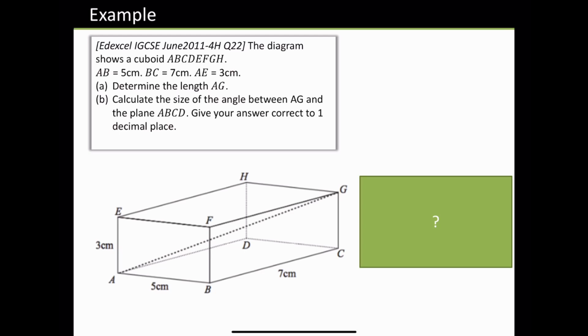So let's start this question, okay? Determine the length of AG. How would I do this? Well, first of all, whenever you've got 3D Pythagoras, you're thinking, I need to work out the bottom diagonal first of all. So work out AC.